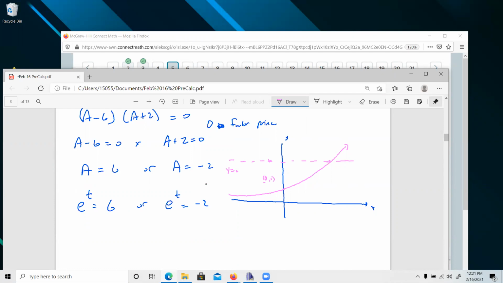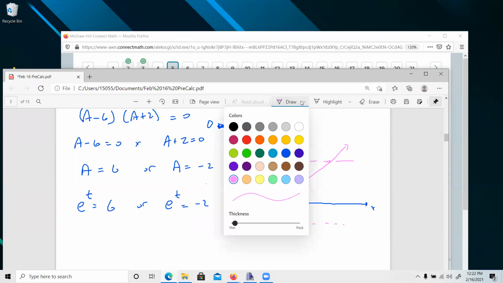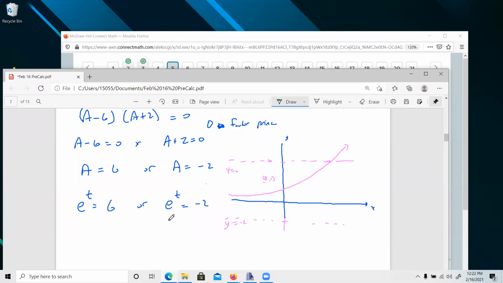Does this graph go through y equals -2 as a line? Should have used a different color. Does this pink line go through that green line? No, there's no solution here.